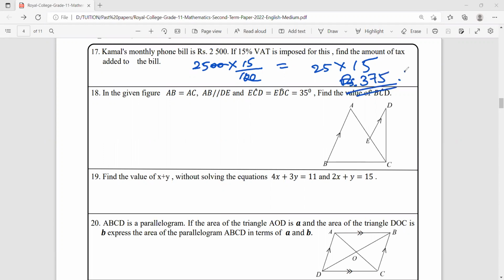375 rupees. This is the added tax. And we'll go to the next one.